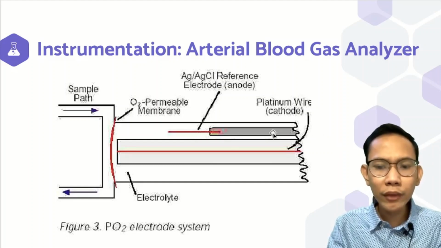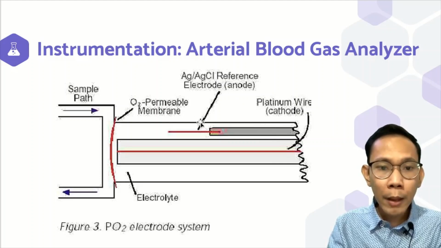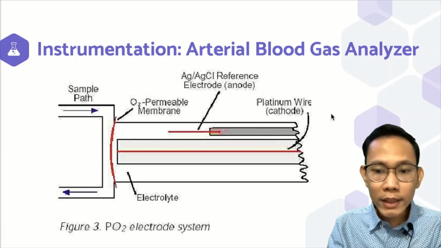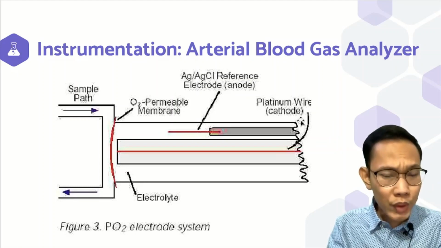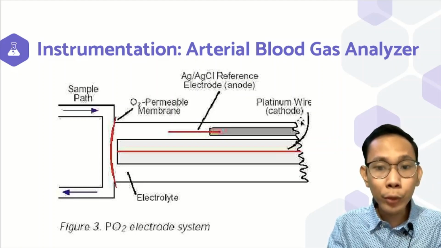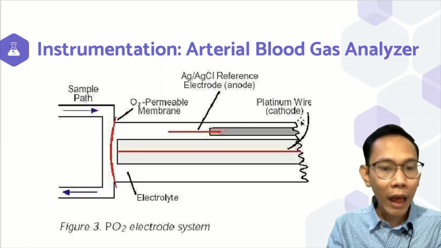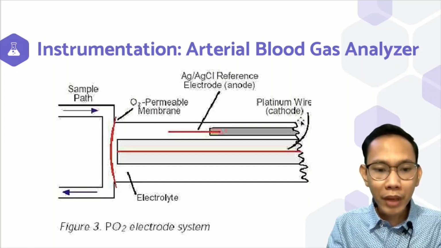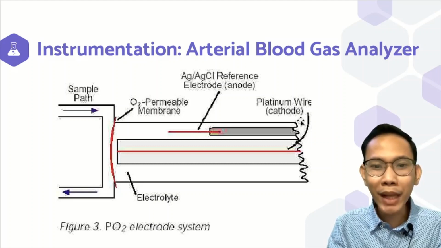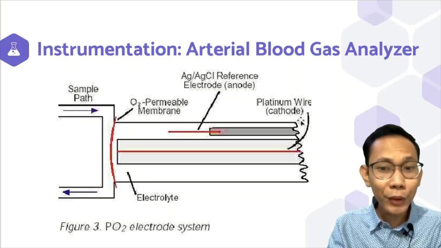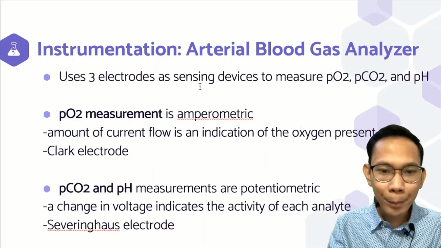Then the oxygen diffuses from the sample path towards now your cathode. Then the current produced in this circuit is now proportional to the amount of your oxygen reduced at the cathode. So therefore, anong hinahanap natin? It's really the amount of your current. So again, amperometric, amount of current flow.